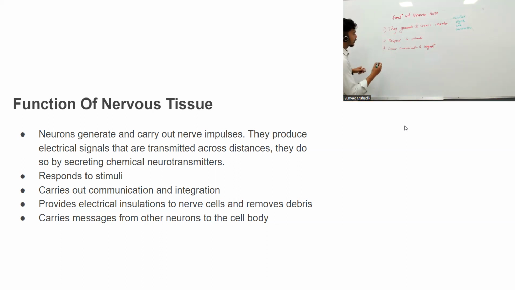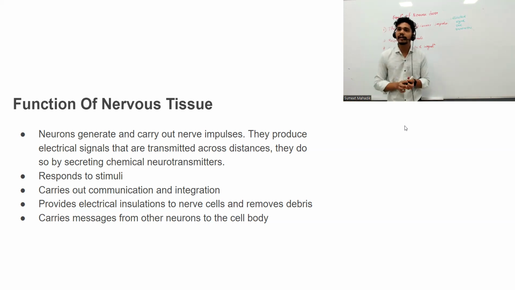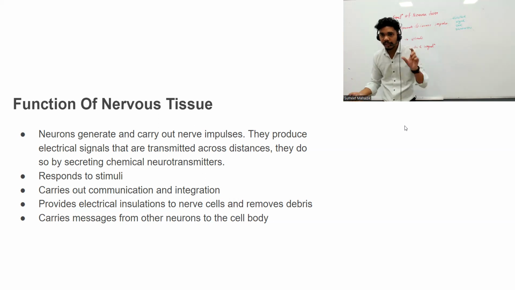Now, it provides electrical insulation to the nerve cell and removes debris. Why electrical insulation? You must have learned that the myelin sheath covers the axonal part. So it prevents what? The spreading out of the electrical signal.